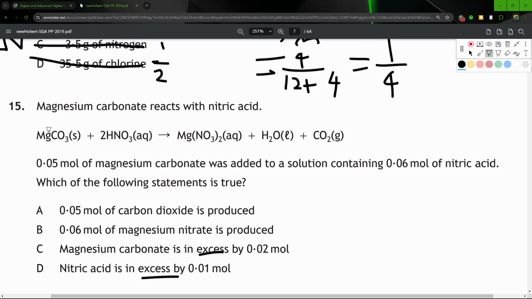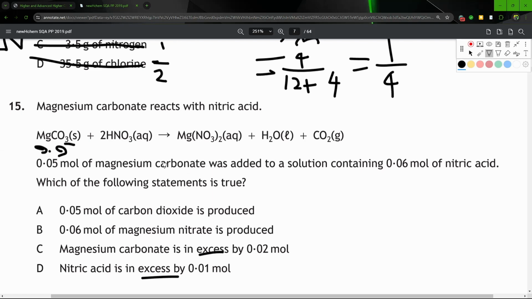So it says 0.05 of this magnesium carbonate, and then 0.06 of this. But clearly, if this is 0.05, then to fully react with it, you'd have to have 0.1, because it's 2 times that. And we don't have 0.1, we have 0.06, which means that magnesium carbonate is in excess. So if you already knew that, you could. So C is looking likely, because that is true, it is in excess. But let's double check that it is right by 0.02.